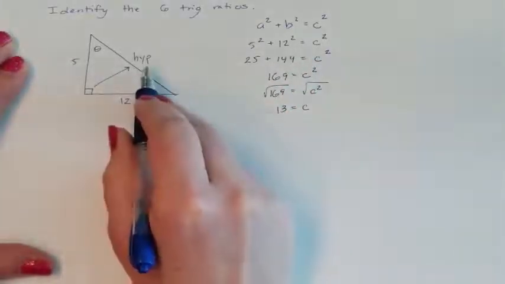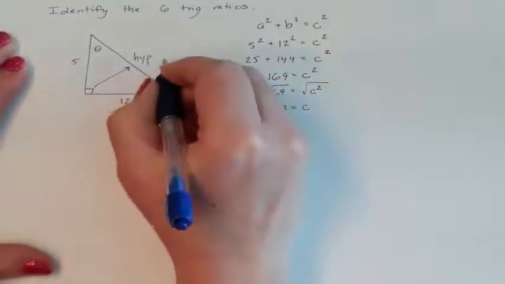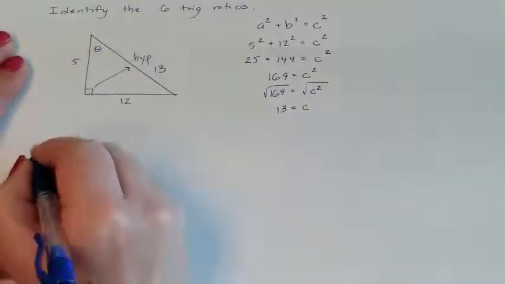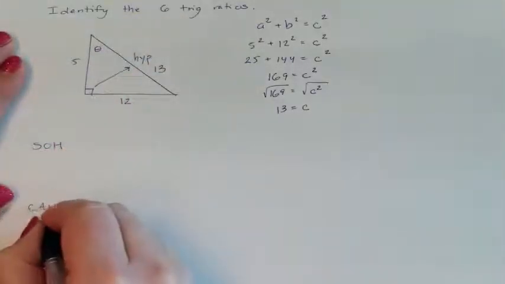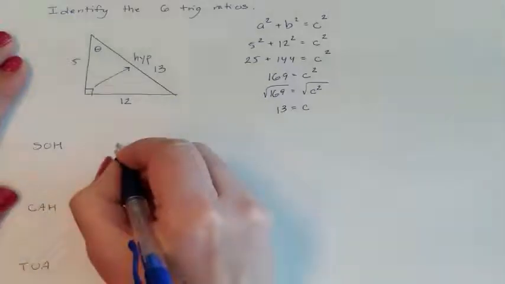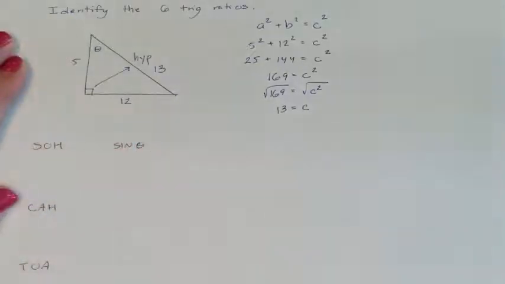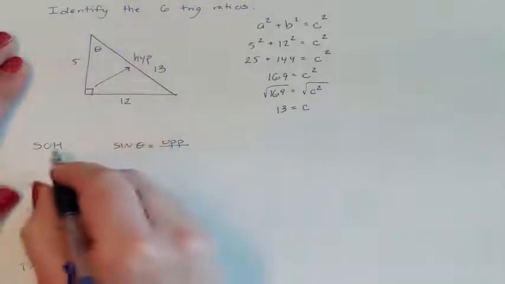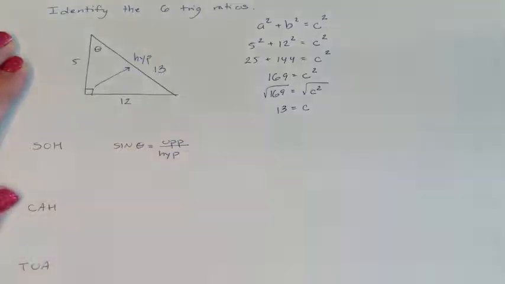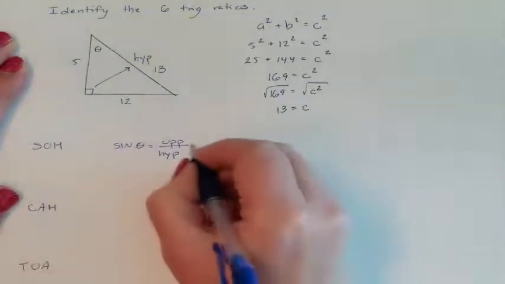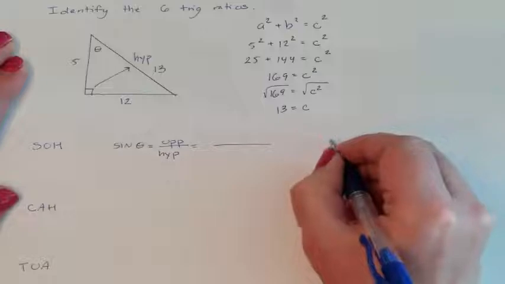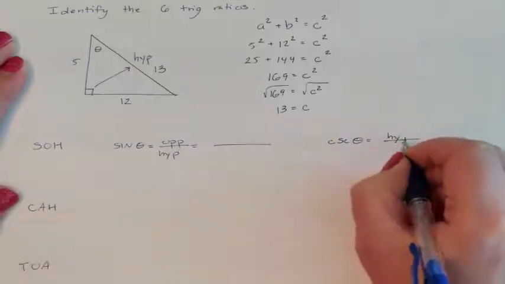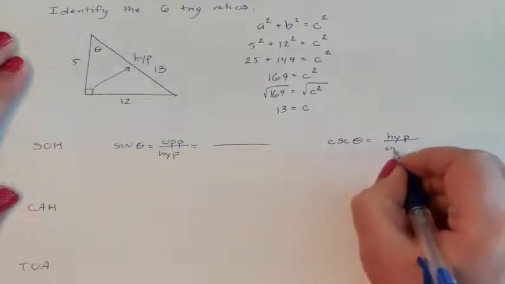So I just found c to be 13. So this missing hypotenuse is going to be a length of 13. Now I need to find my 6 trig ratios. I remember SOHCAHTOA. S represented sine of the angle theta that we are looking for, O represented the opposite, H represented the hypotenuse. If that was sine, it had a reciprocal, which was cosecant. Reciprocal said to flip the fraction, so its reciprocal, cosecant, is going to be hypotenuse over opposite.